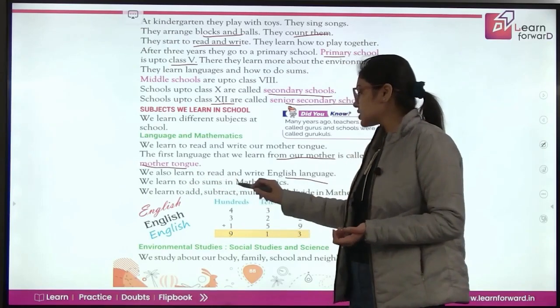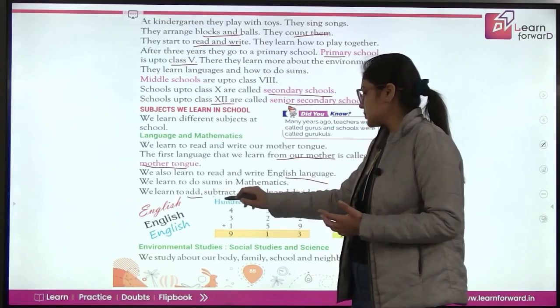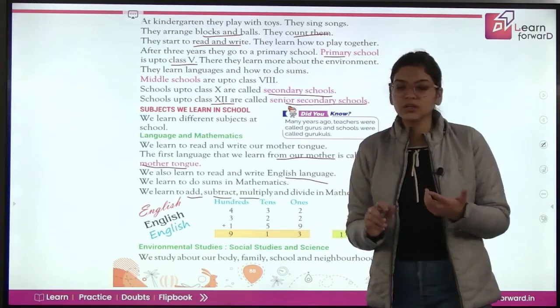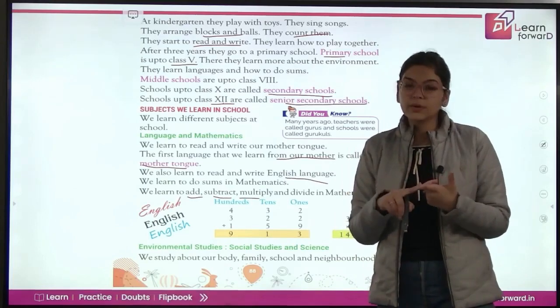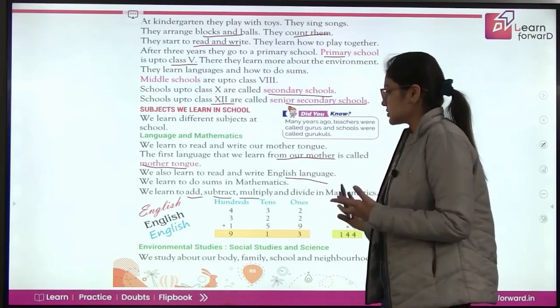We learn to do sums in maths, और हम maths में sums करना सीखते हैं. We learn to add, subtract, multiply and divide in mathematics. So these are some basics of mathematics, that is plus करना, multiply करना, divide करना और minus करना. So ये हमारे जो है basics हैं maths के.